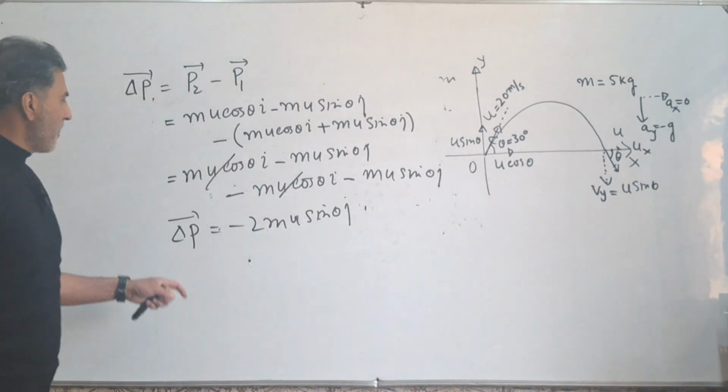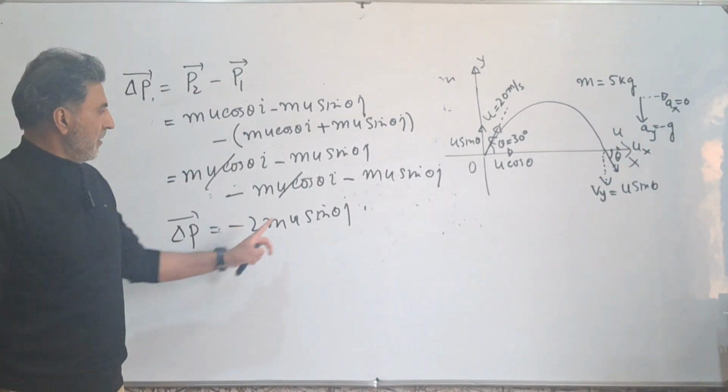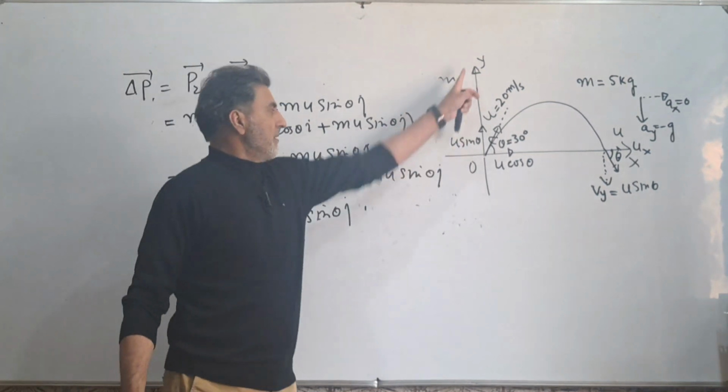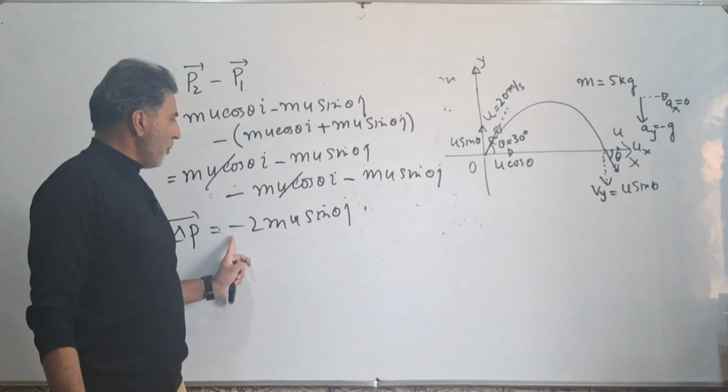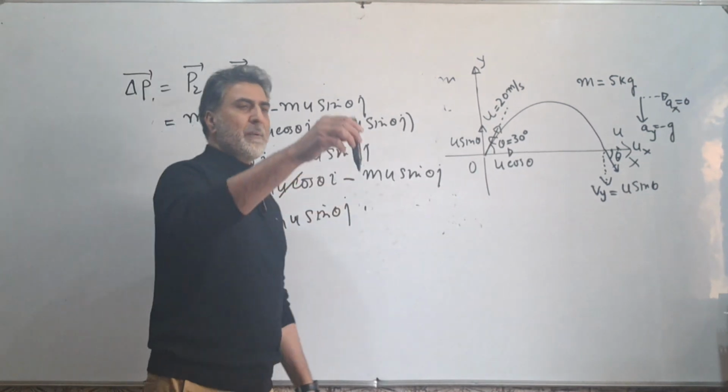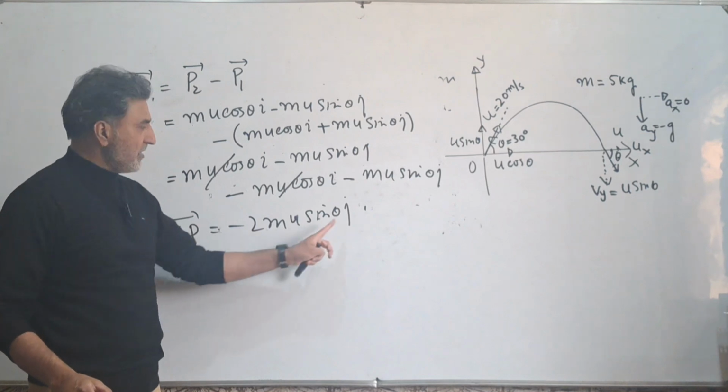This is the answer. मगर ये देख लो कि जो चेंज इन मोमेंटम का जो डायरेक्शन है, that is opposite to the y axis. नेगेटिव मीन्स opposite, j मीन्स y axis, so it is opposite to the y axis. सो चेंज इन मोमेंटम का डायरेक्शन वर्टिकली डाउनवर्ड है. वो कैसे पता चलता है आपको? इस नेगेटिव साइन से और इस j से.